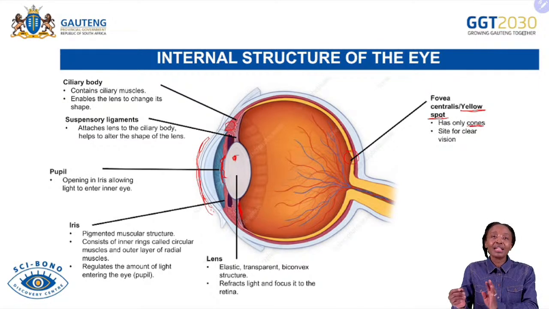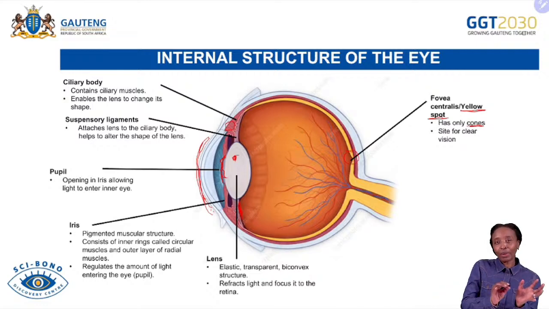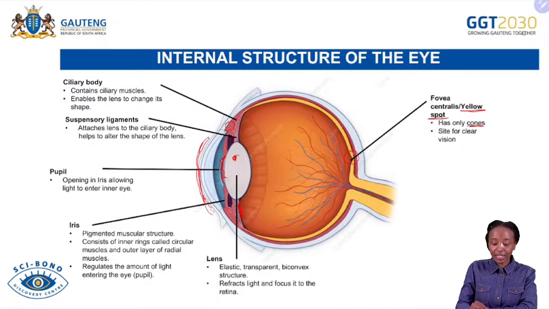Remember we said there are rods and cones, and those are photoreceptors. So this one is mainly having the cones, which are responsible for color. Remember, they work best in bright light, whereas the rods work best in dim light. So the cones are highly concentrated in this region, and this helps for the clear image or the clear vision to be formed.